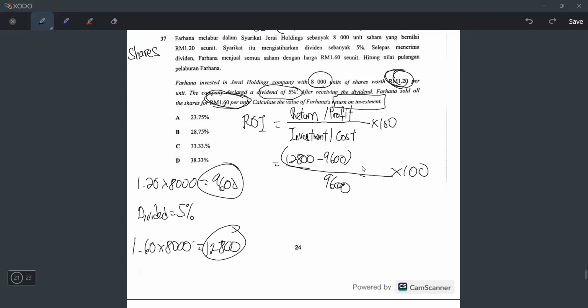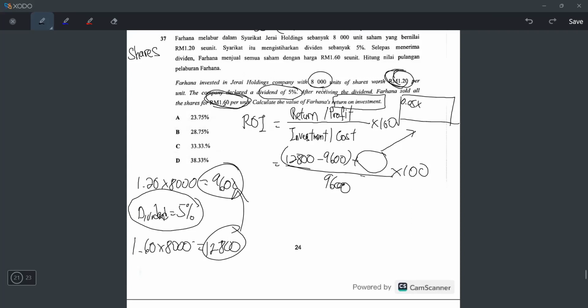But it's wrong. If you do it like this, it's wrong. You will get one of the answers also, but it's wrong, because this is not the only return you get. The total return is this one minus this one, but there's also one more thing, the dividend. Dividend is like commission, and you have to add the dividend here. And how to get this dividend? They say the dividend is 5%, right? So you just take dividend 5%, which is 0.05, times the 9,600. Please don't go and times with this. Hey, stop it.